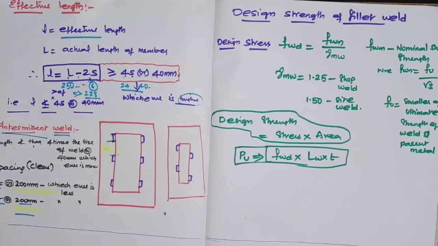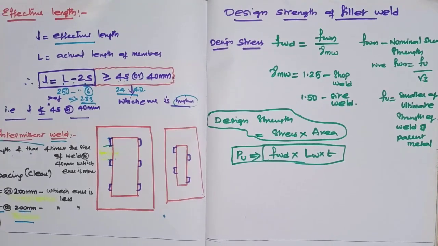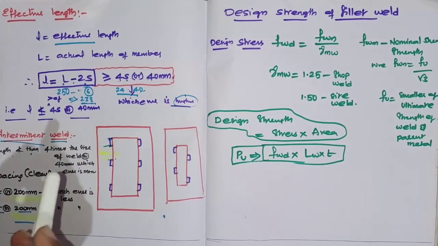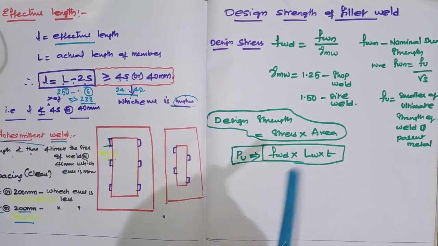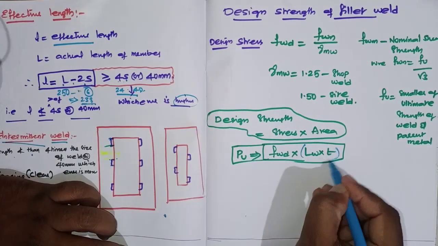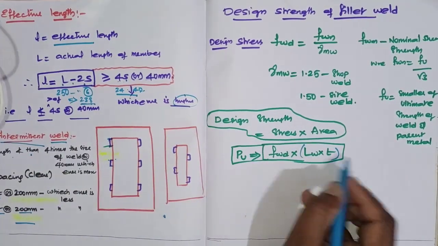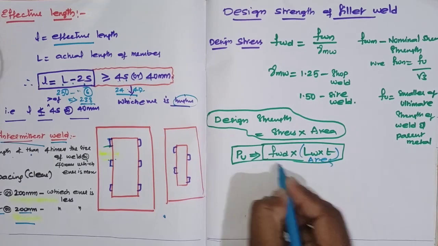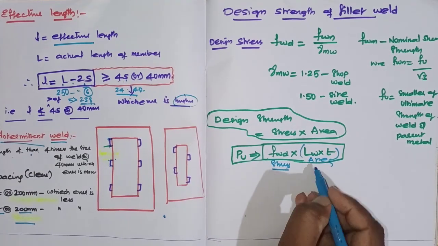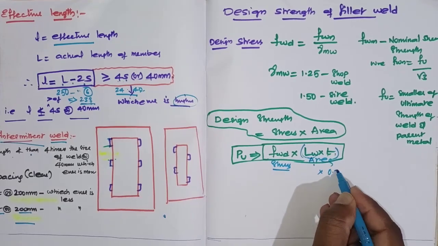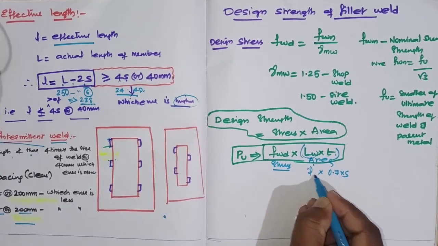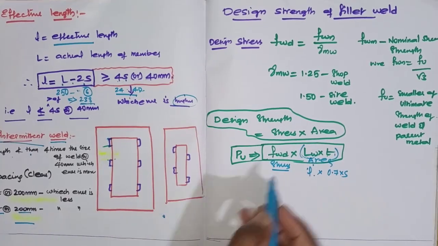And coming to the design strength of fillet weld, generally strength equals stress into area. This is the area and this is the stress. Now area means the effective length into T, that is the throat thickness, K into S, 0.7 into S. So this is L into 0.7 into S into FWD.